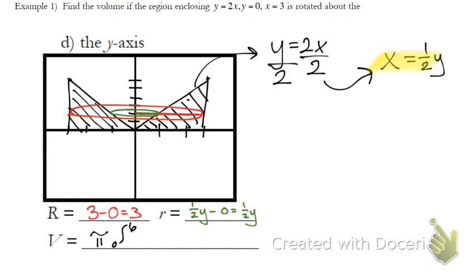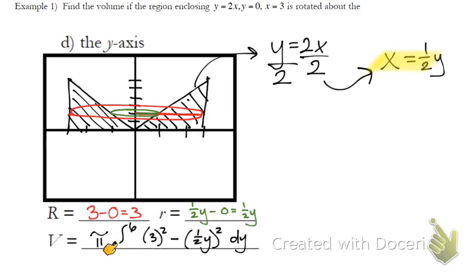The area of the red circle would be pi r squared with the outside radius. The area of the green circle would be pi r squared with the inside radius. We're going to subtract them. So I have pi. My limits of integration are in terms of y from 0 to 6. Then I have the outside radius, which is 3 squared. So again, pi r squared minus the inside radius, which is 1/2 y squared. Again, pi r squared, so I'm subtracting the two areas, and then dy.